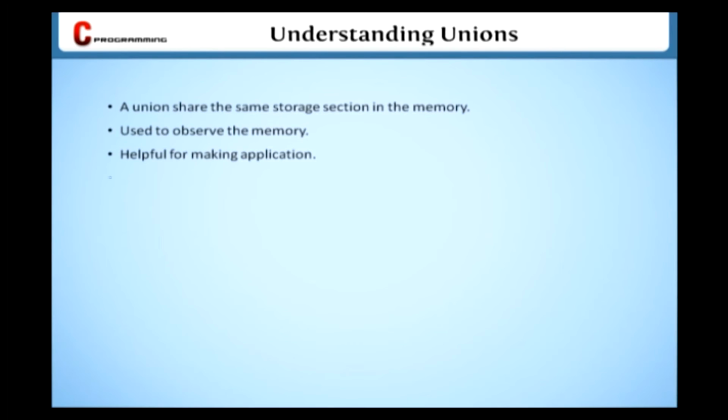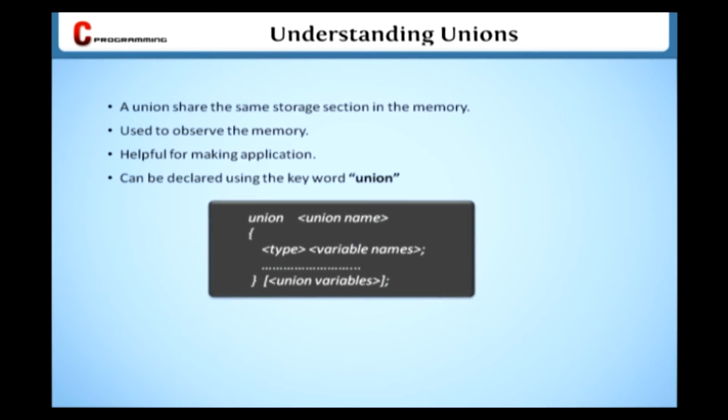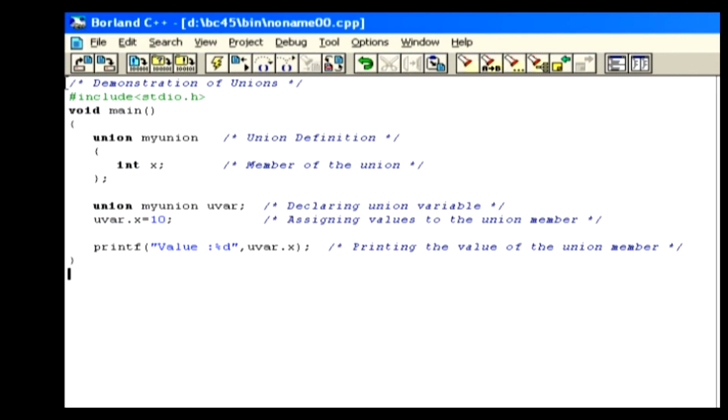As with structures, the unions can be declared using the keyword union like this. In the syntax, union is a keyword followed by the name of the union. These are the members of union. Let's see the code of an example, which is used to create a member inside the union and to access it.